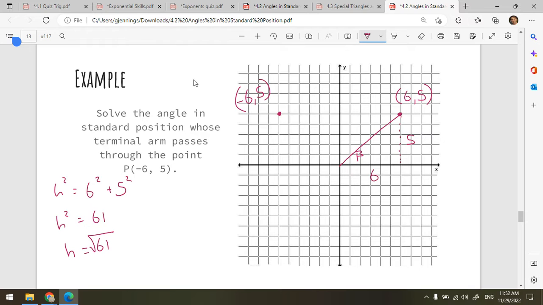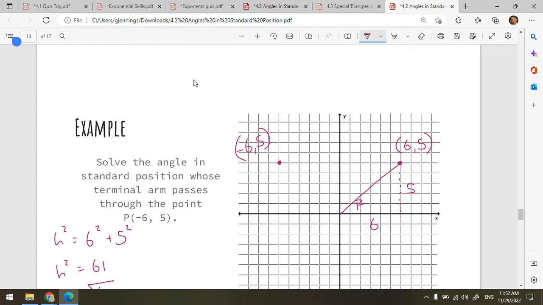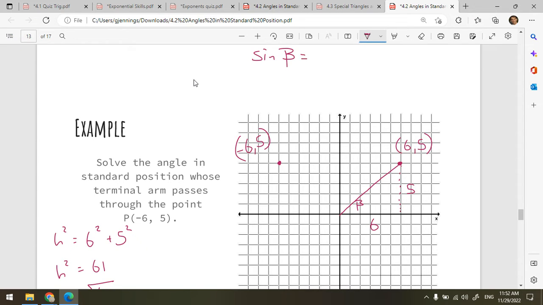All right. So now if we were looking at beta, we would say sine beta is equal to, well, we know the hypotenuse is the square root of 61, and the opposite side is 5. Notice that that is the y coordinate of my point over the hypotenuse. Cosine beta would be equal to 6 over the square root of 61, and that's the x coordinate over the hypotenuse. See, this x came up here.